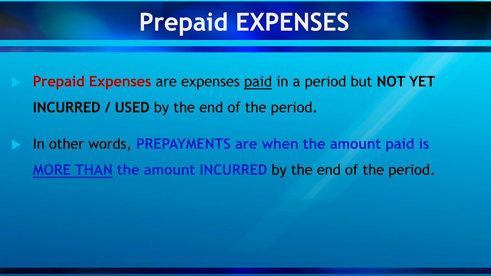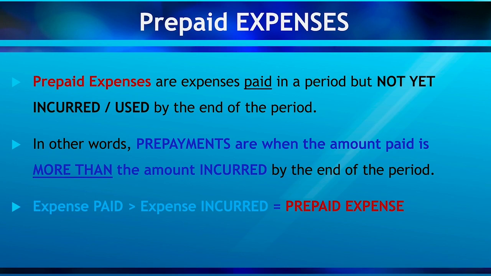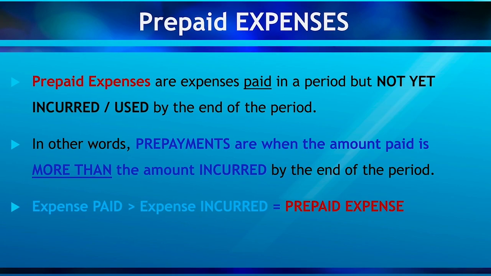So we just did the accrual. We are now going to move on to the second type of adjusting entry, which is the prepaid expenses. Prepaid expenses are expenses paid in the period but not yet incurred. In other words, prepayments are when the amount paid is more than the amount incurred. Another way of saying it is that we have paid in advance. Whenever we pay more than incurred, we have made a prepayment.